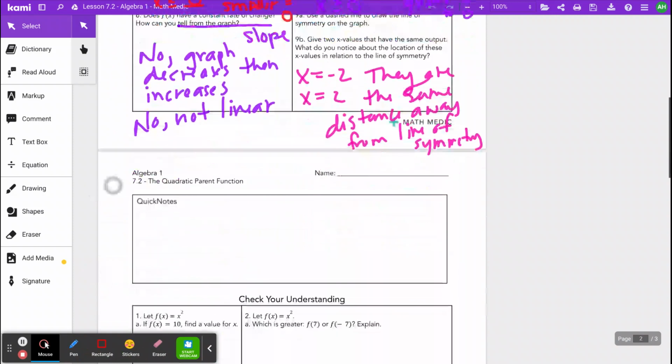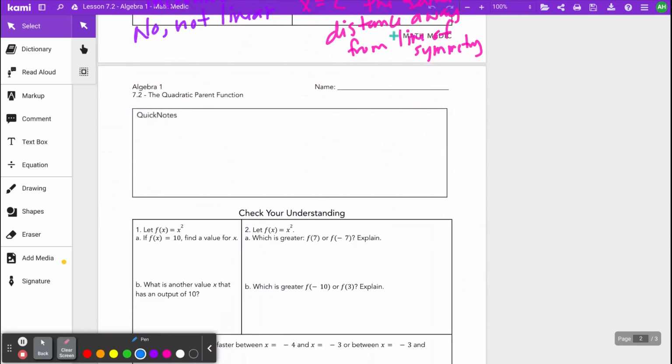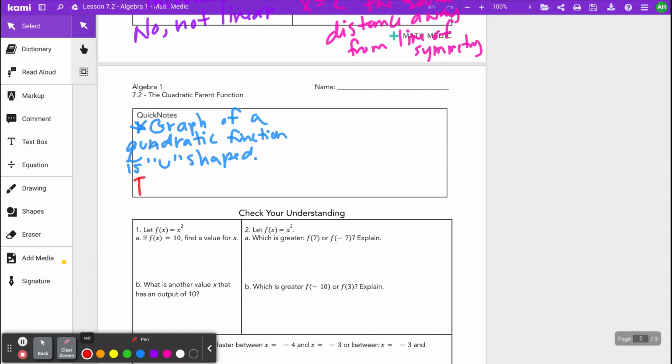All right, so let's flip this over and take some quick notes, and then you're going to see if you can give the check your understanding a try. I called this a parabola earlier, so let's just get this down. The graph of a quadratic function is "U-shaped." It's called a parabola. So that's a fun word to say, parabola, okay?